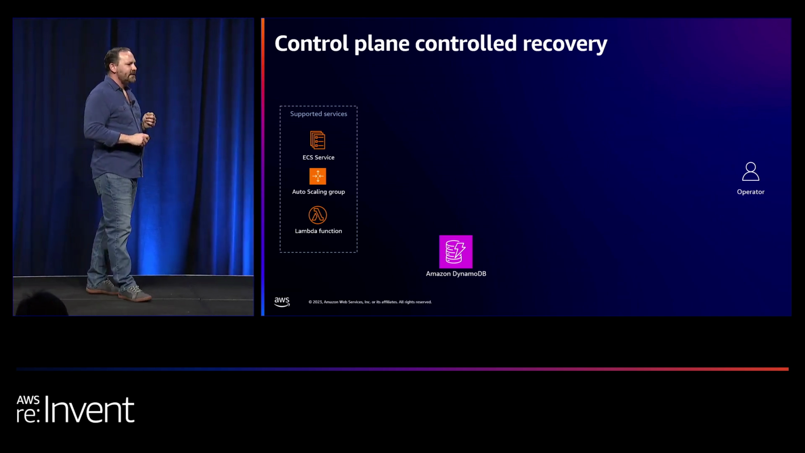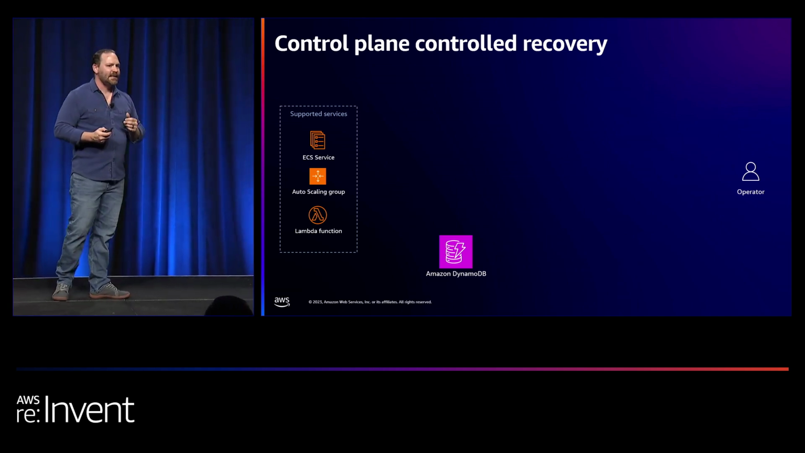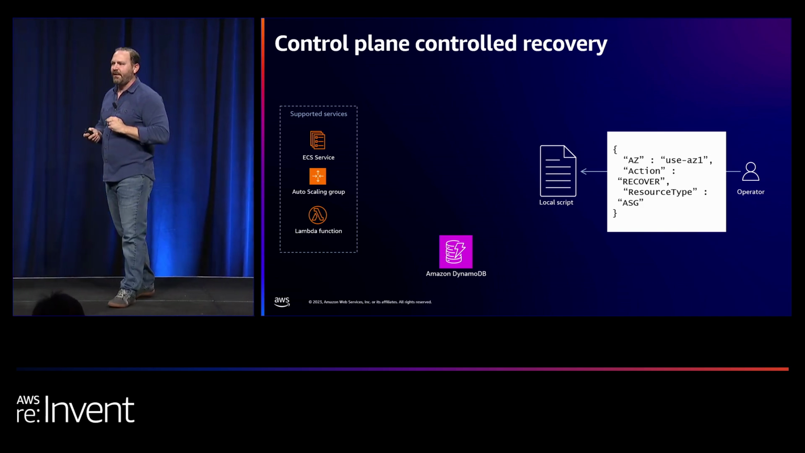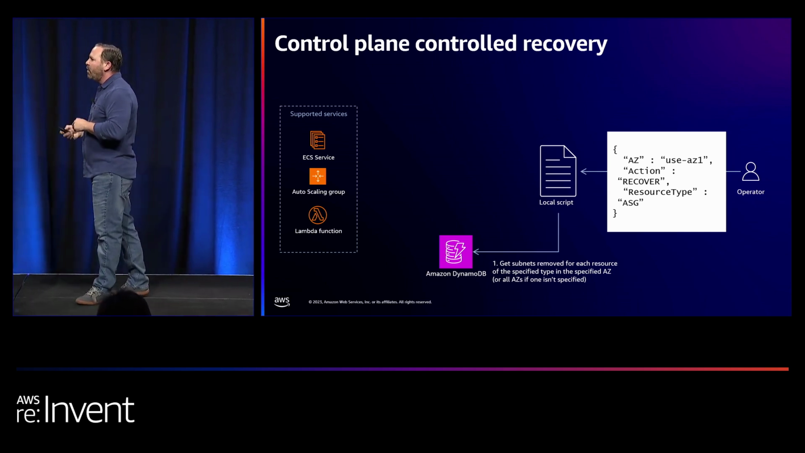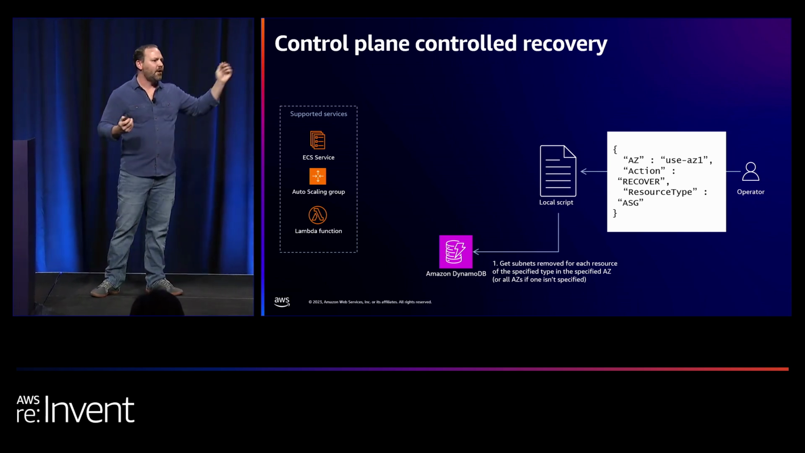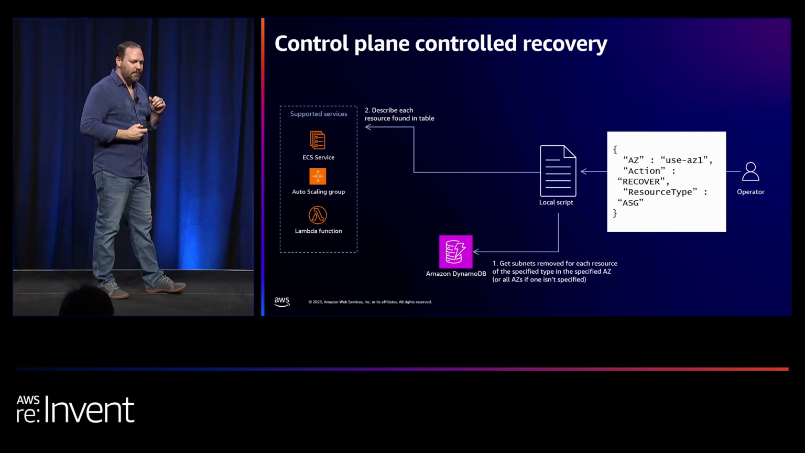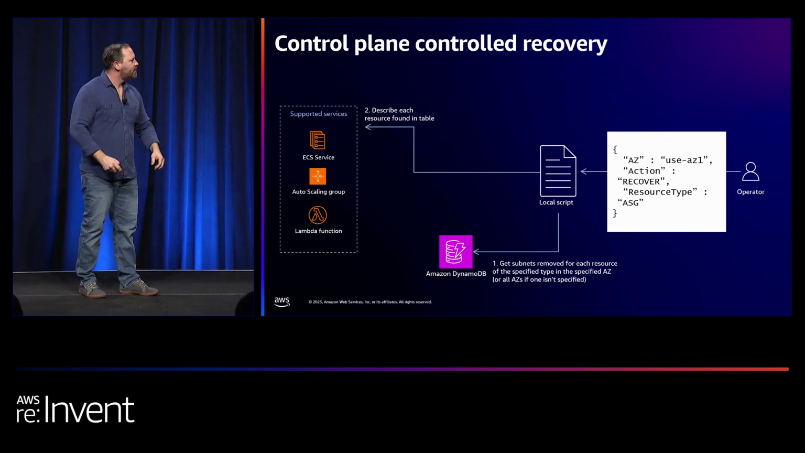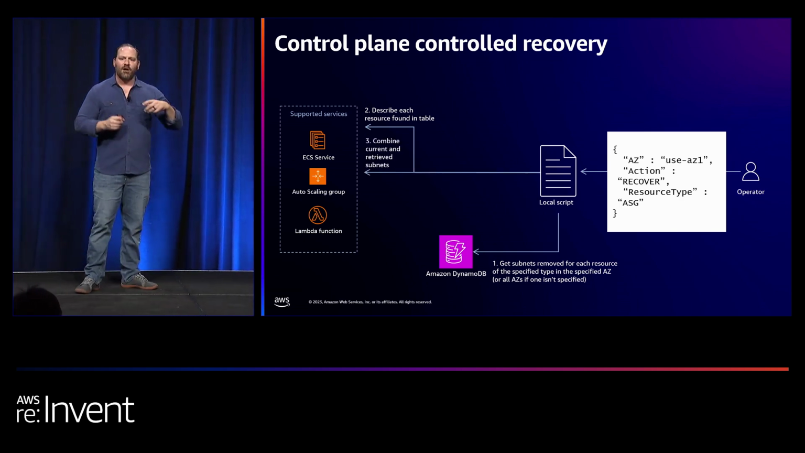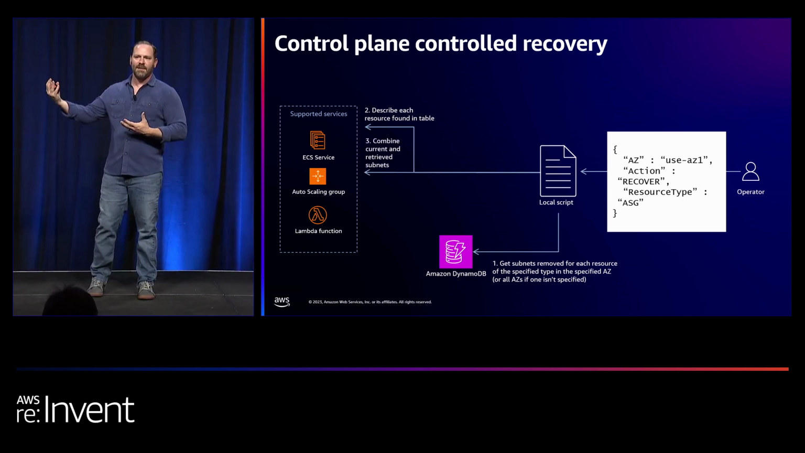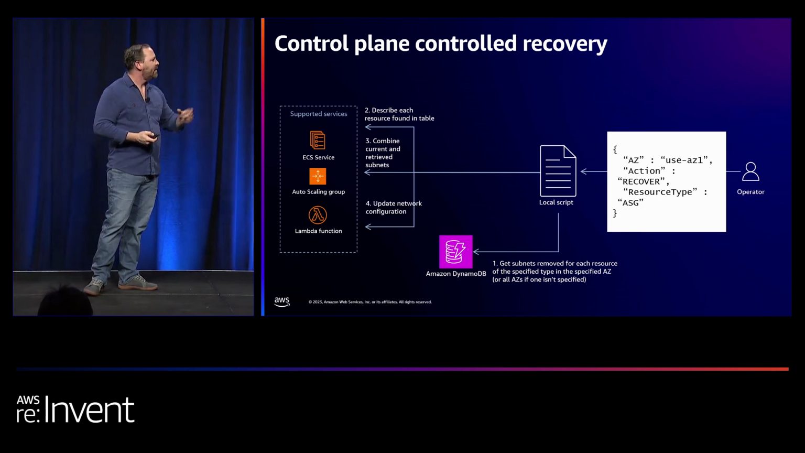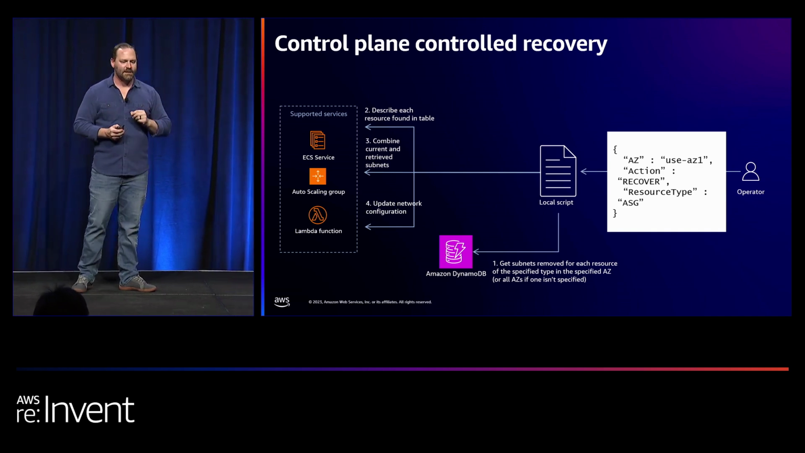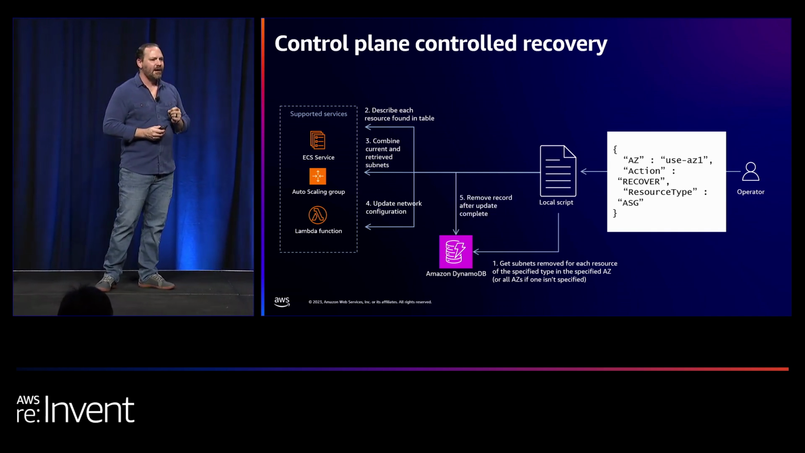When I want to undo this and I want to recover, say the AZ impairment is gone, I can call the same script, but this time, instead of evacuate, I want to recover. We'll get all the subnets that we removed, right? We'll look at all the work that we just did. We'll describe each of those resources that we'd recorded in our table. We'll combine their current network configuration with the subnets that were removed. We'll update that network configuration and actually change the configuration of that resource. And then finally, we'll remove the record after the update.